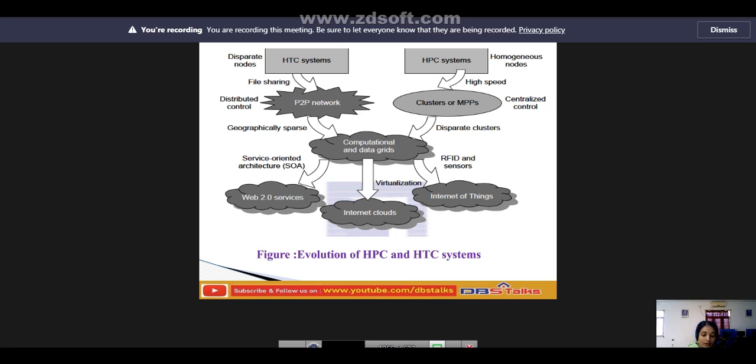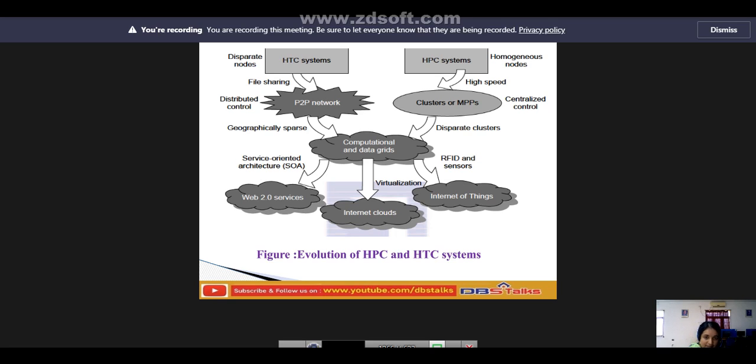In this HTC system we mainly discuss the P2P network, cloud computing and web services platforms, which are more focused on HTC applications than HPC applications. Clustering and P2P technologies lead to the development of computational grids and data grids. If you see this diagram we can understand.